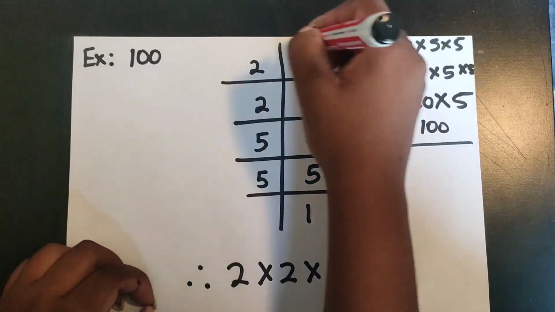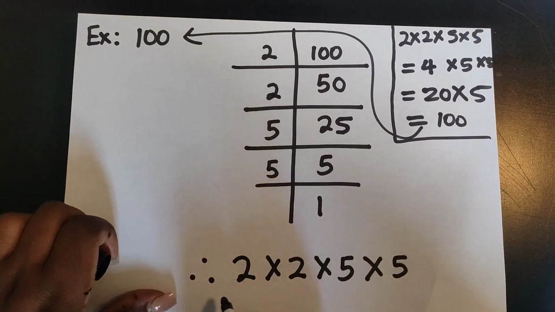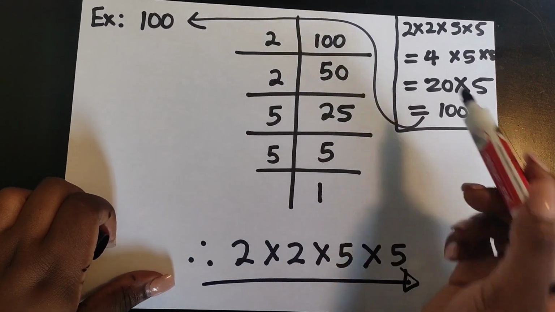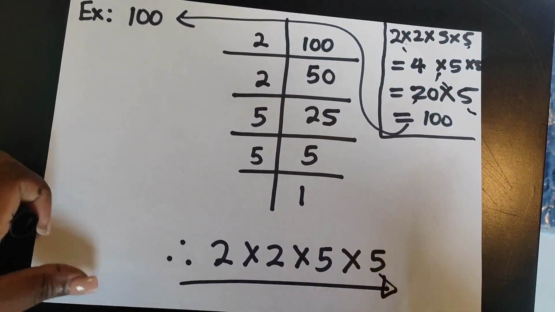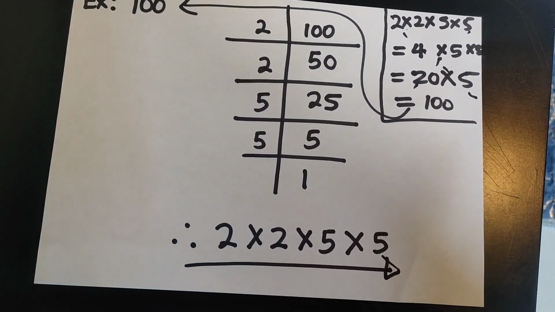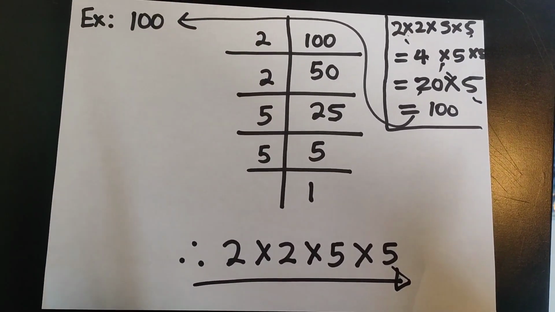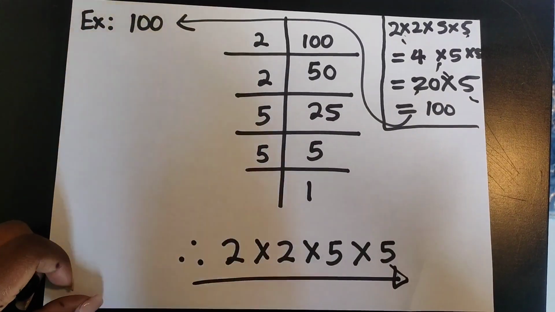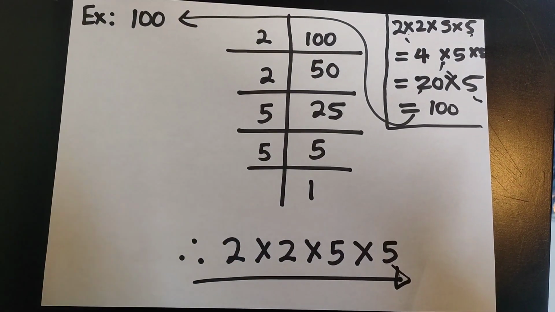So this is our answer here at the end, and this is just your workings to check. Make sure you erase this part, okay? So factorizing 100 is 2 times 2 times 5 times 5. So this is your answer. So that's it on this topic.